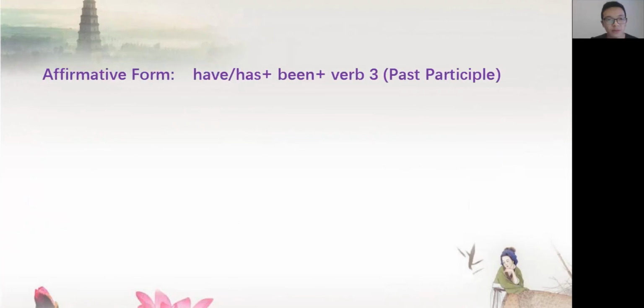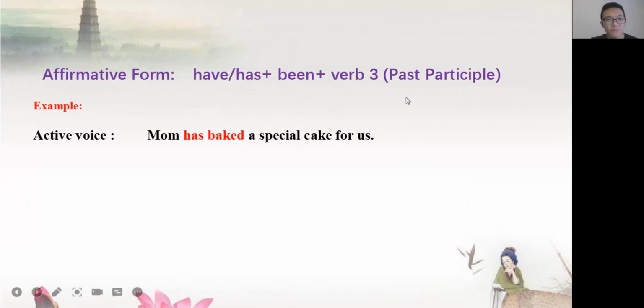Okay, first let's look at its affirmative form. That's have or has plus been plus verb 3. Verb 3 means past participle. Let's look at the example. Mom has baked a special cake for us. Has baked, we know it's present perfect tense, right?